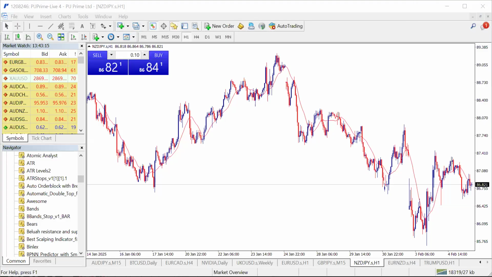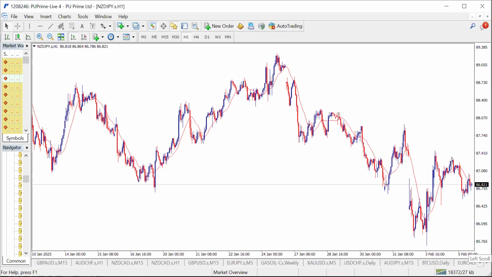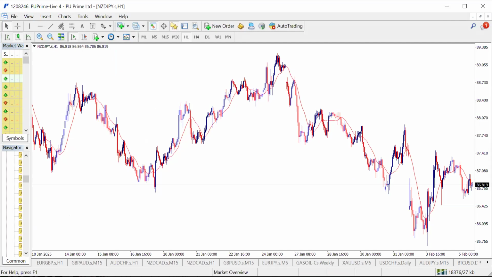Okay, so let's go to our chart. Mr. John, you're raising up your hand. Okay, so let's look at the chart. The first thing we're going to look at is the dollar, right? So let's look at the dollar.